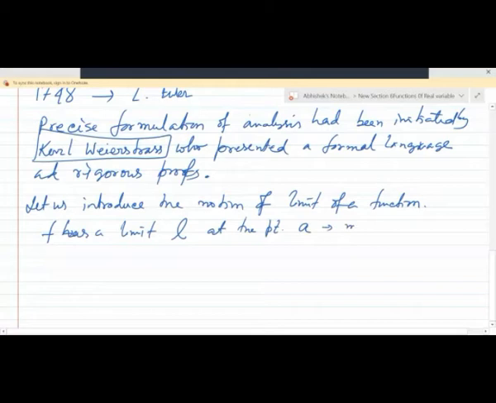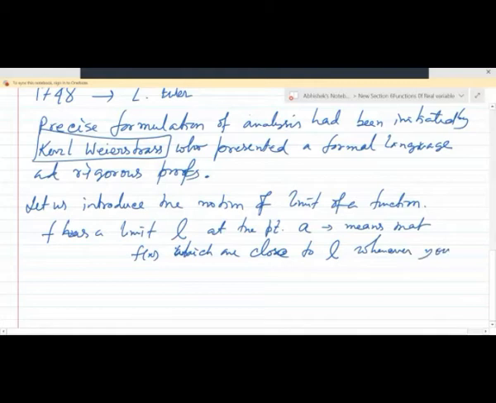Intuitively it means that you are thinking of the values f(x) which are close to the real number L whenever you are making x as close to a as we please, that is, we are making x more and more close to the real number a from the left side and right side, right?